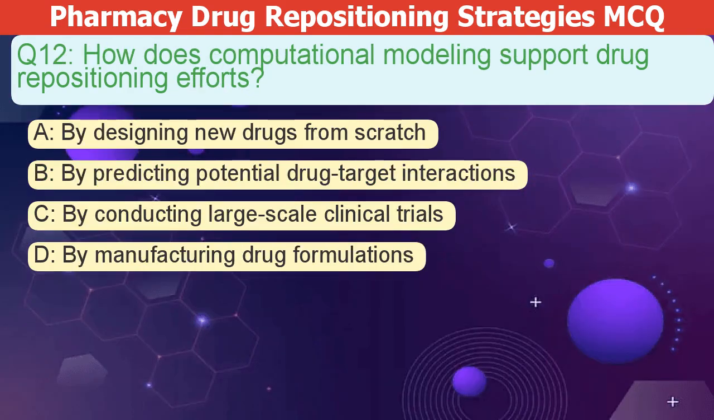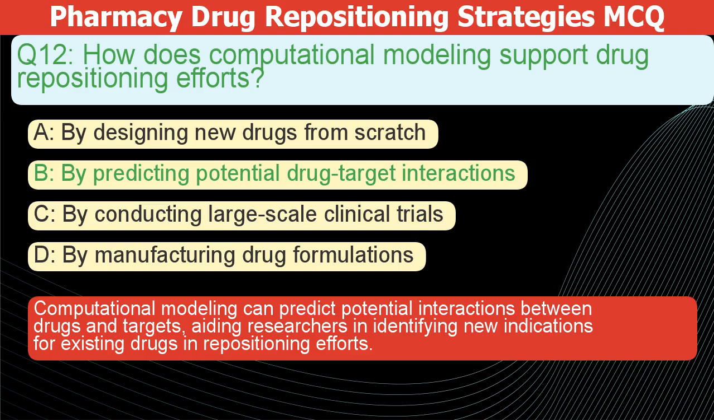How does computational modeling support drug repositioning efforts? A. By designing new drugs from scratch. B. By predicting potential drug target interactions. C. By conducting large-scale clinical trials. D. By manufacturing drug formulations. The correct answer is B. Computational modeling can predict potential drug target interactions. This helps researchers find new uses for existing drugs.